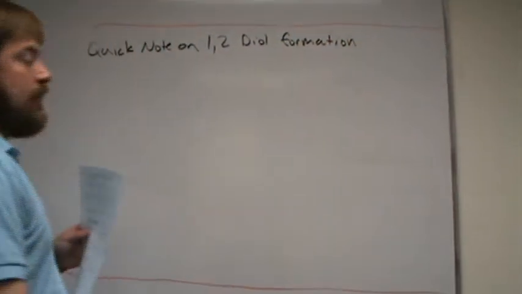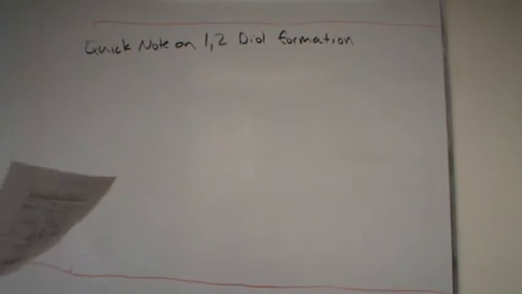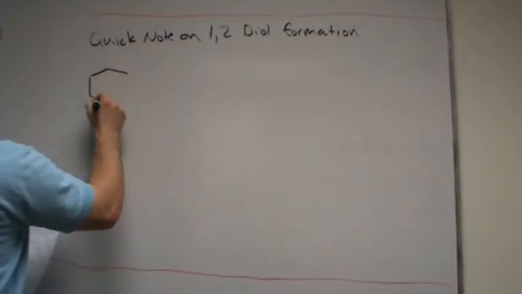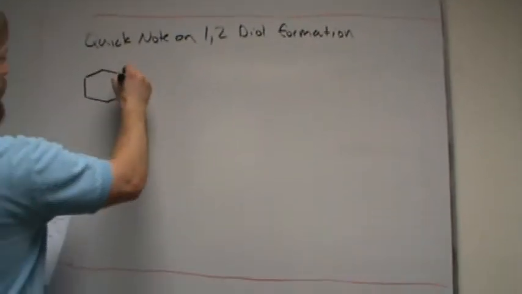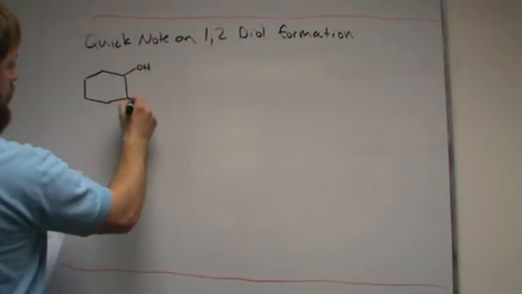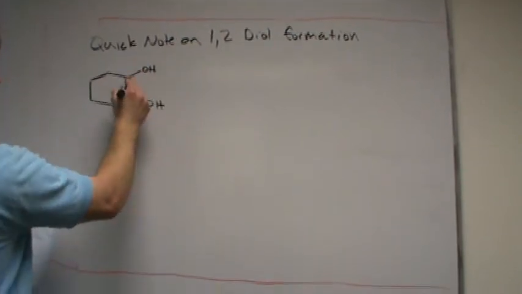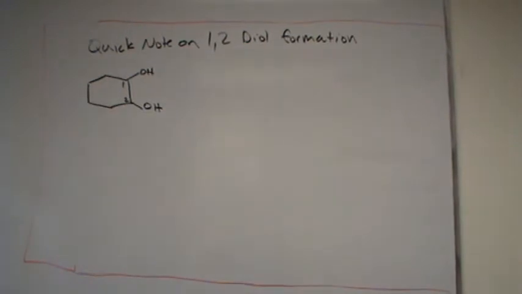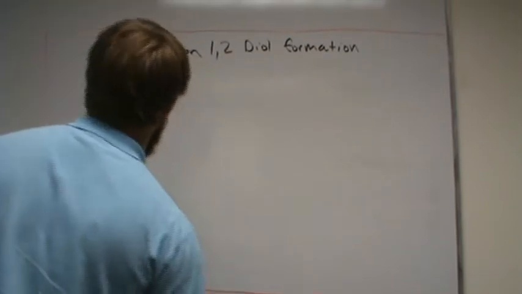A diol is a compound that has two alcohols. If it's a 1,2 diol, they're on adjacent carbons. So for example, here's an example of a diol. So 1 carbon, 2 carbon there. If we react epoxides, we can form diols.